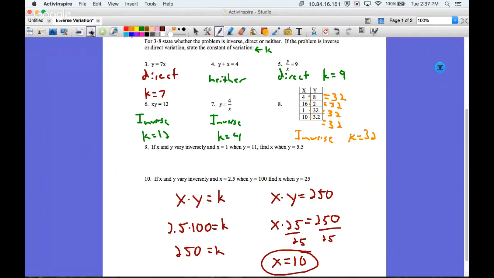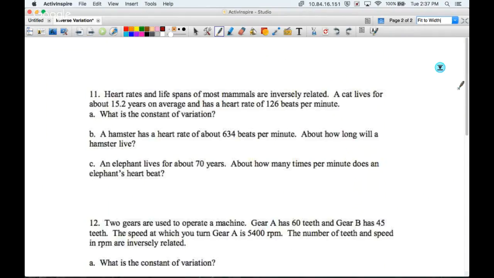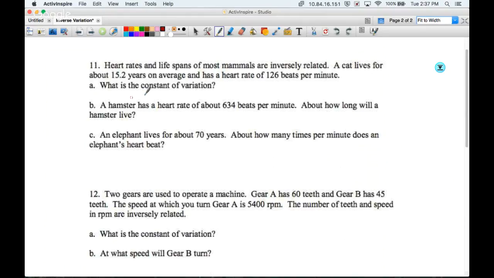All right, onto the back side. We are told here the heart rate and lifespans of most mammals are inversely related. Cats, for example, live about 15.2 years and have an average heart rate of 126 beats per minute. So we'll just pick heart rate to be x and lifespan to be y. If they're inversely related, then x times y needs to equal some value k. Let's plug in the values we've got. So 126 for x, 15.2 for y. What do we get when we multiply those?